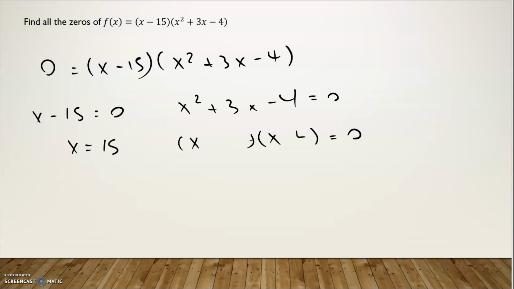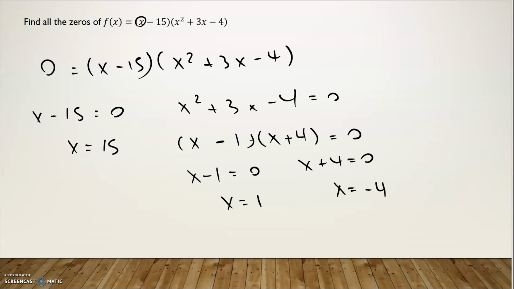It looks like I can factor a 4 and a 1. Make this a negative, make this a positive. -1 times 4 is -4. 4 minus 1 is a +3. Okay, that works. So set each one of these equal to 0. So x equals 1, x equals -4.